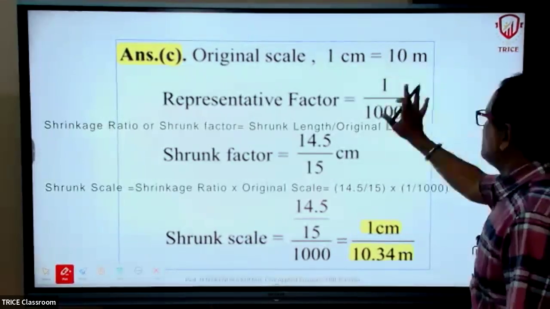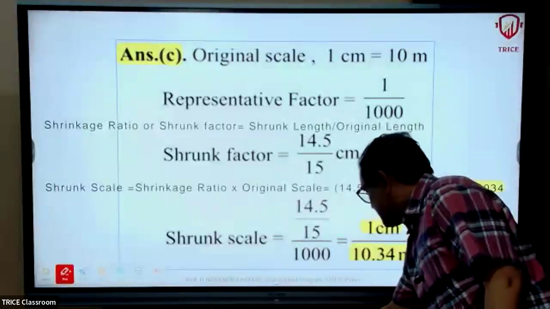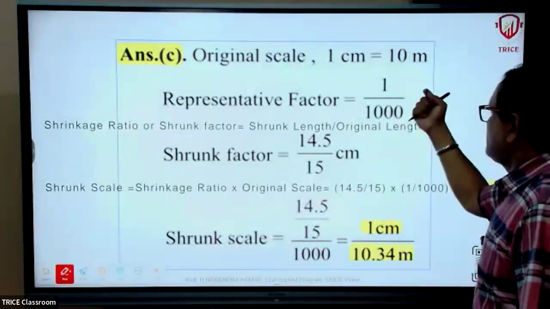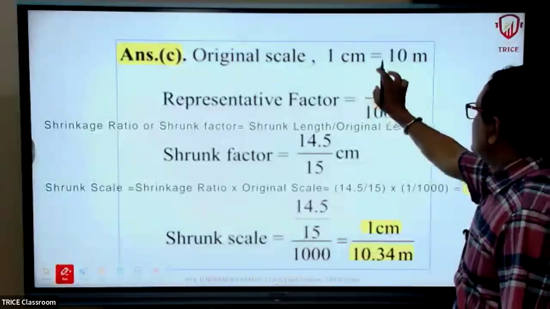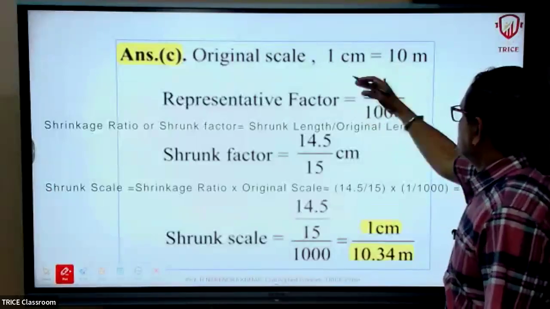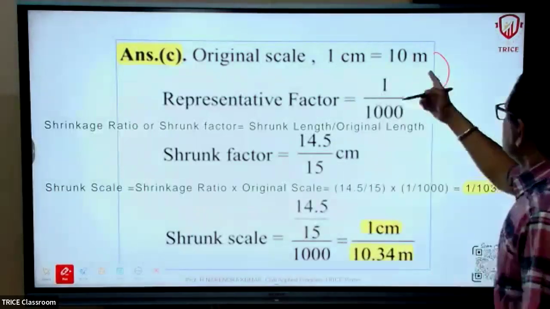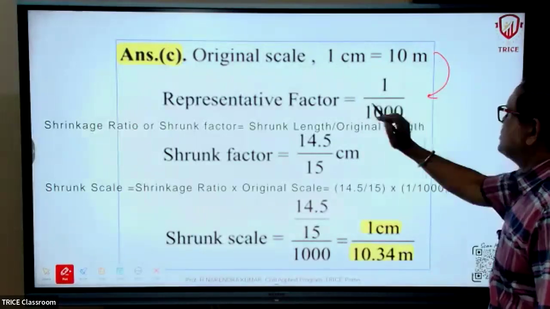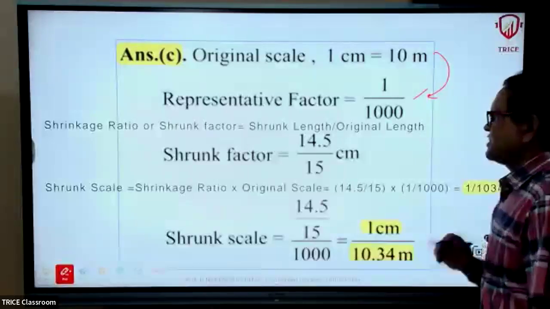So I am converting this. I think you are all familiar now. RF, you can stop me and place your comments. If you want me to explain once again, I don't mind explaining. See, this is the original scale. 1 centimeter is equal to 10 meter. That is why it is called a scale. So if I convert this into RF, what happens? This meter is to be converted into centimeter. 10 into 100, it becomes 1000. So RF value for this original scale is 1 by 1000.